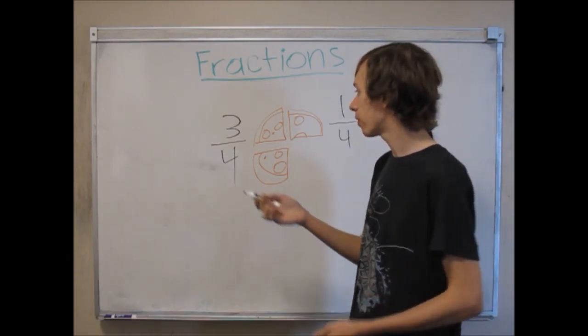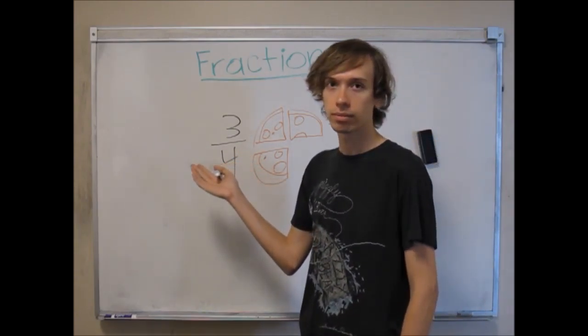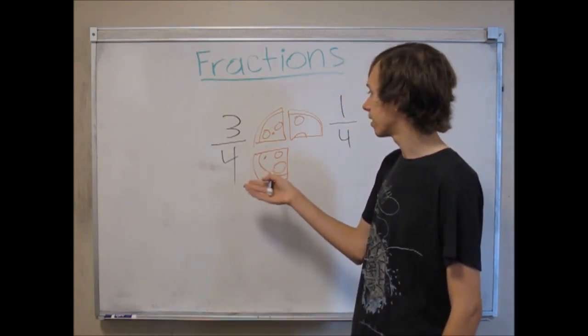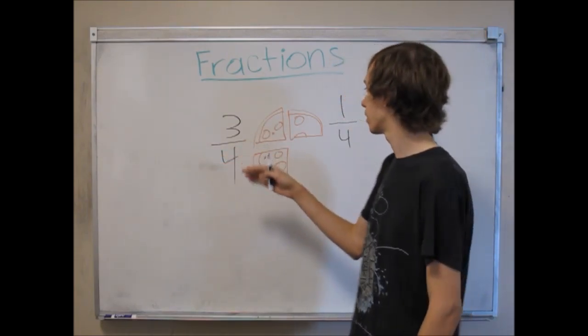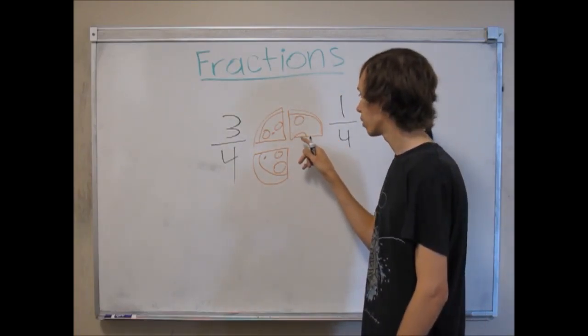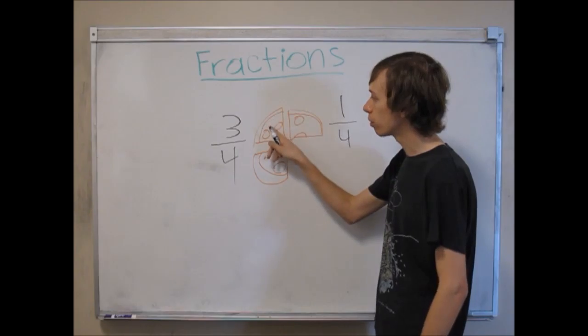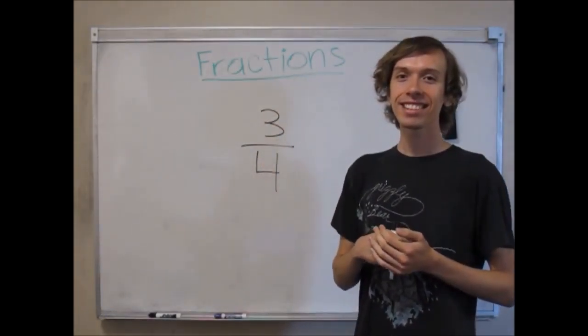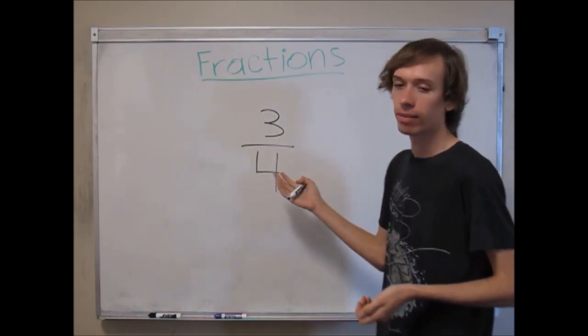And so that would make the fraction 3/4. It means that you have 3/4 of a pizza left. And that also makes sense because we said earlier that each slice of the pizza would be 1/4. So if this is 1/4, that would be 2/4, and then 3/4 of a pizza. So let's take a look at the fraction 3/4.